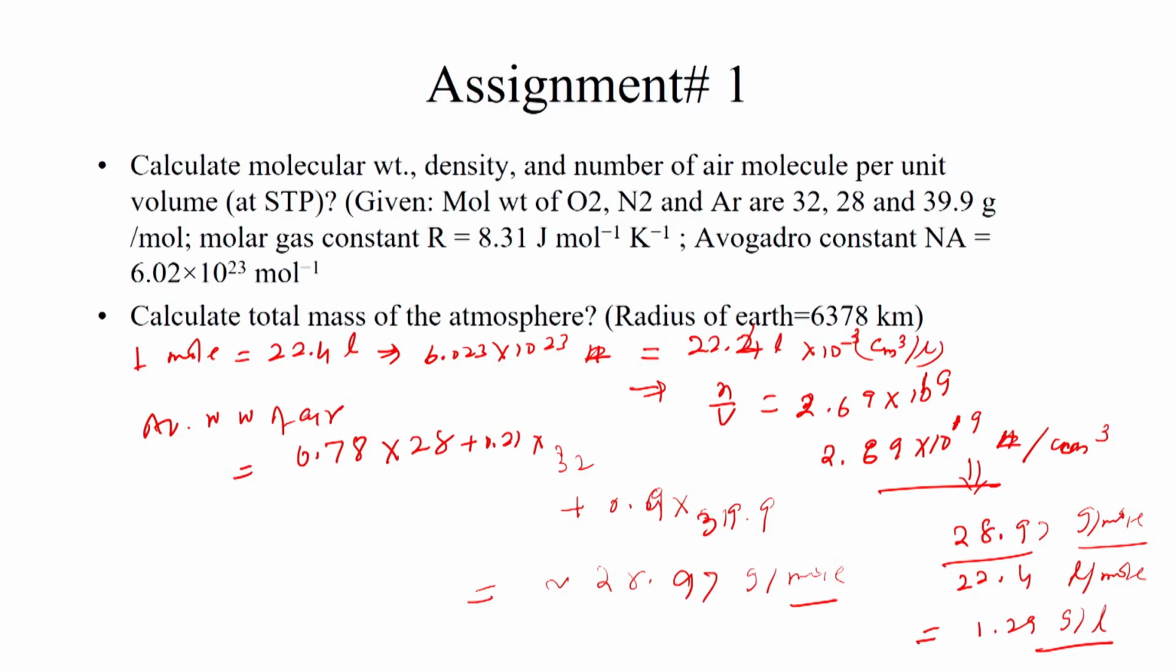One last question that we will do today is to calculate the mass of the atmosphere. There are two ways to do this. Either you integrate over all the things in the atmosphere, or you simply use a very important concept: pressure is equal to force by area. Suppose the mass of the atmosphere is m, under gravity, so the force will be m into g, and the area is the surface area of the earth, which is 4 pi r square.